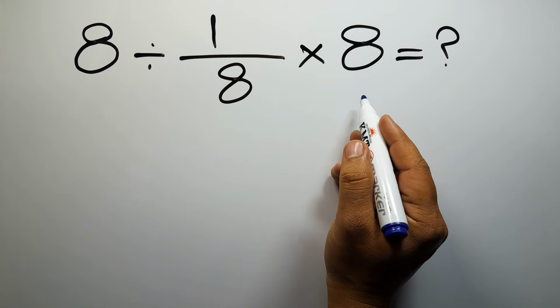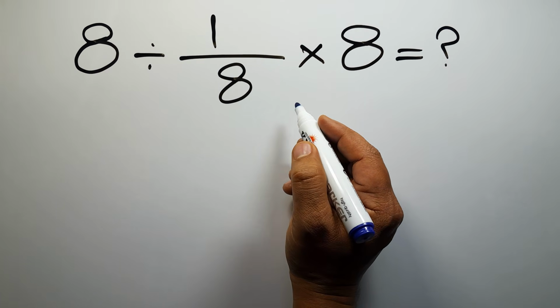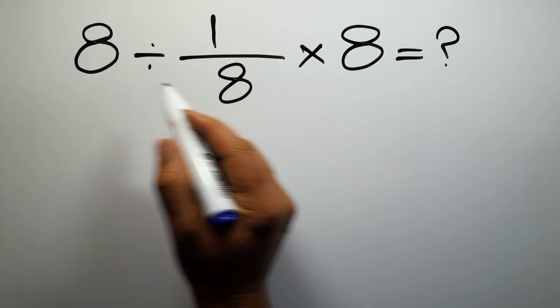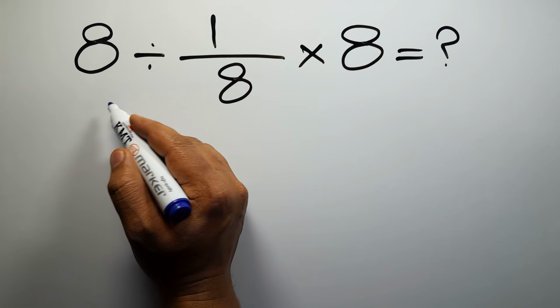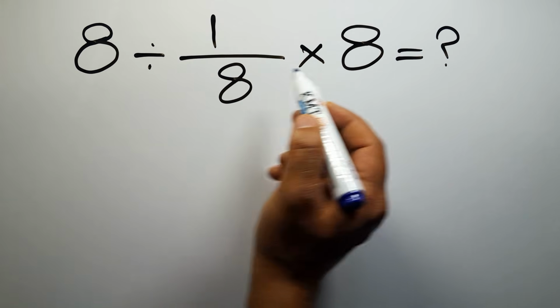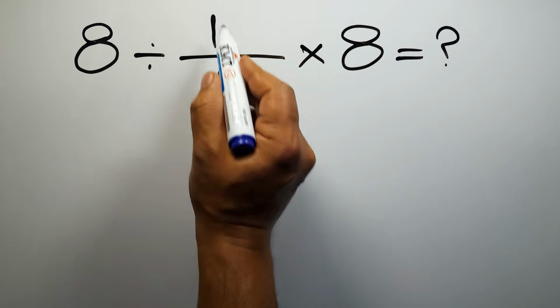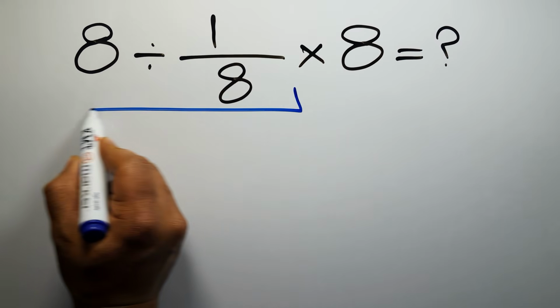In this expression, we have one division and one multiplication. According to the order of operations, multiplication and division have equal priority and we have to work from left to right. So first we have to do this division, then this multiplication. Okay, so first 8 divided by 1 over 8.